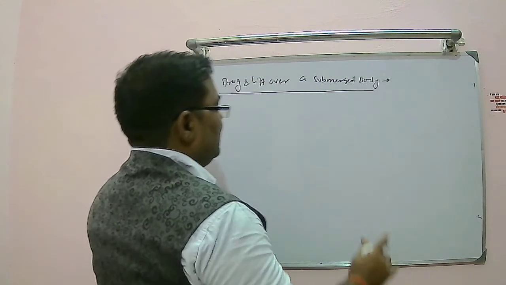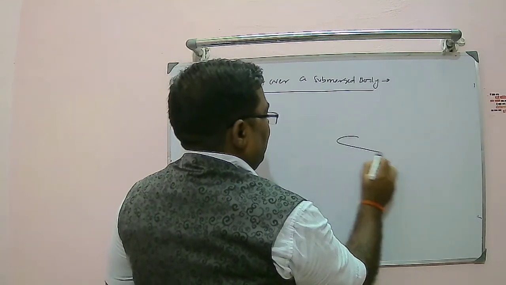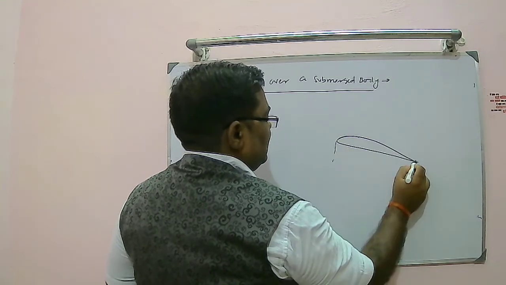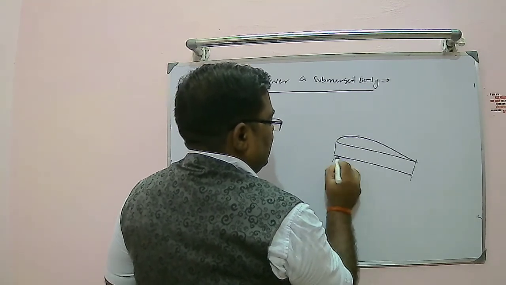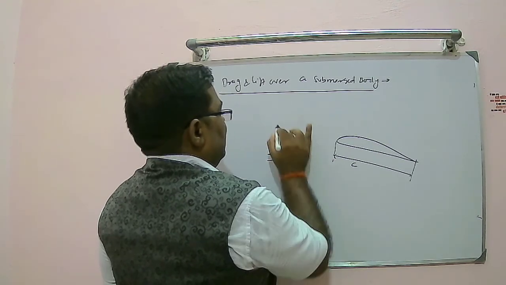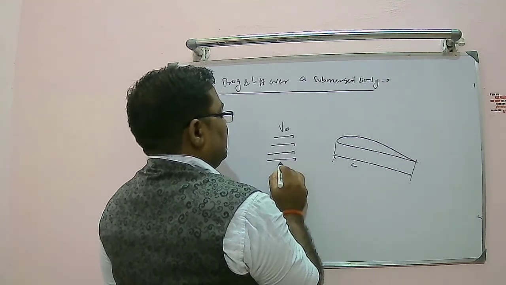So let's suppose this is an airfoil, alright. The airfoil has a chord length. So this is the chord length of it, alright. And airflow is coming from this direction, right, in this way. This is the free stream velocity and this is the free stream pressure.